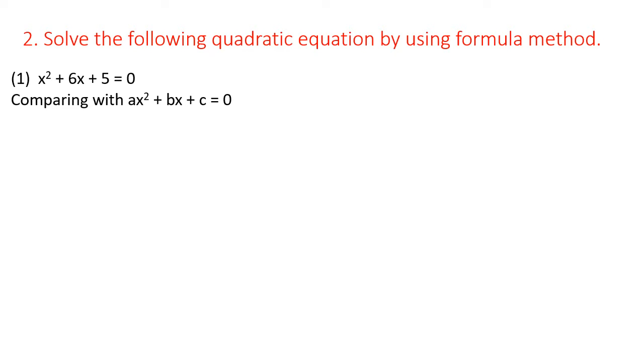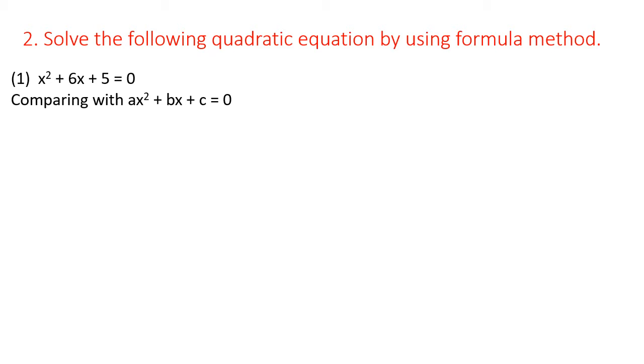And after getting the values of a, b and c, we are going to substitute them in the formula, which is minus b plus or minus under root b square minus 4ac. And then after that we are going to find out the two roots, so the two values of x. Normally when we find these two answers, we consider one value as alpha and the other value as beta. We'll see that in the next exercise. As of now, we'll learn to find out the roots of the given quadratic equation by the formula method.